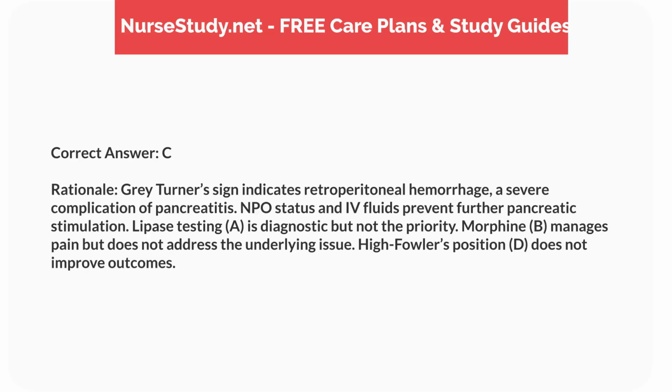Correct answer, C. Rationale: Gray Turner's sign indicates retroperitoneal hemorrhage, a severe complication of pancreatitis. NPO status and IV fluids prevent further pancreatic stimulation. Lipase testing, A, is diagnostic but not the priority. Morphine, B, manages pain but does not address the underlying issue. High Fowler's position, D, does not improve outcomes.